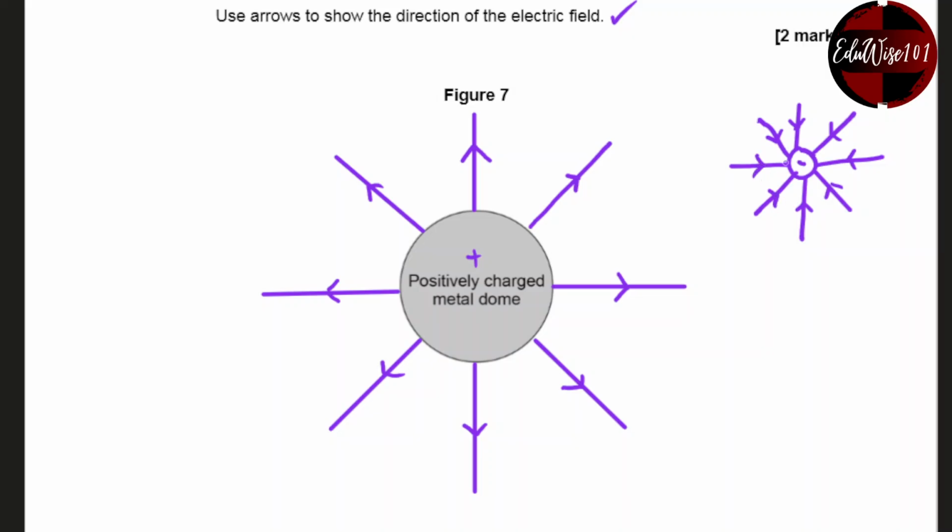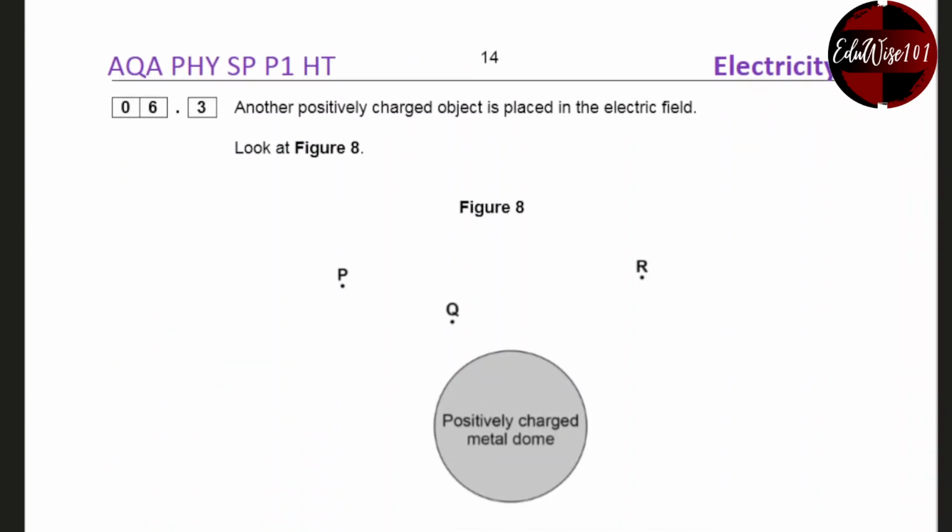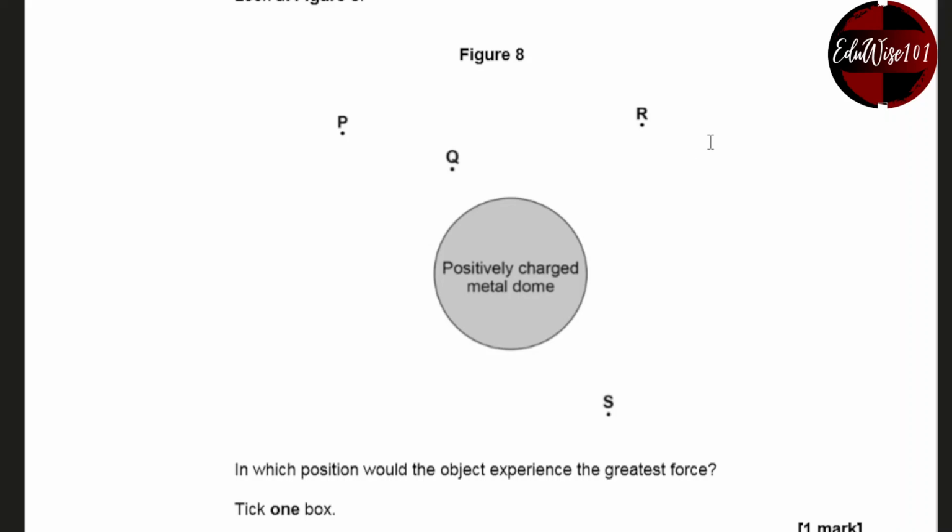Next part, another positively charged object is placed in the electric field. Look at figure 8. So you've got figure 8 and there's 4 points marked in there, P, Q, R and S. In which position would the object experience the greatest force? Remember, what they're placing is another positive charge, so all of these are positive charges.